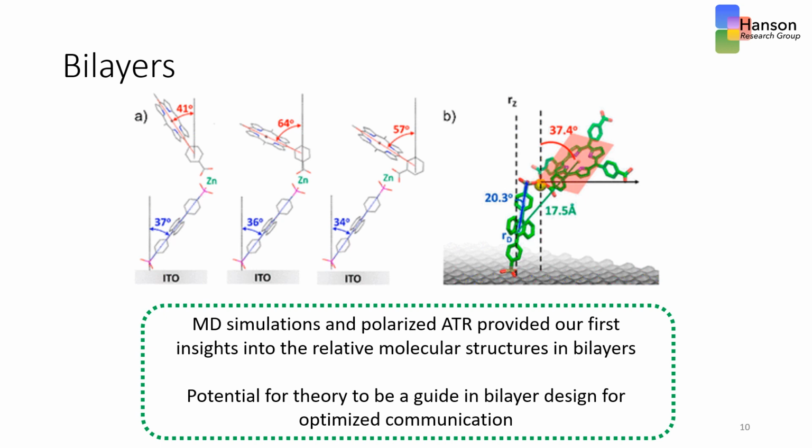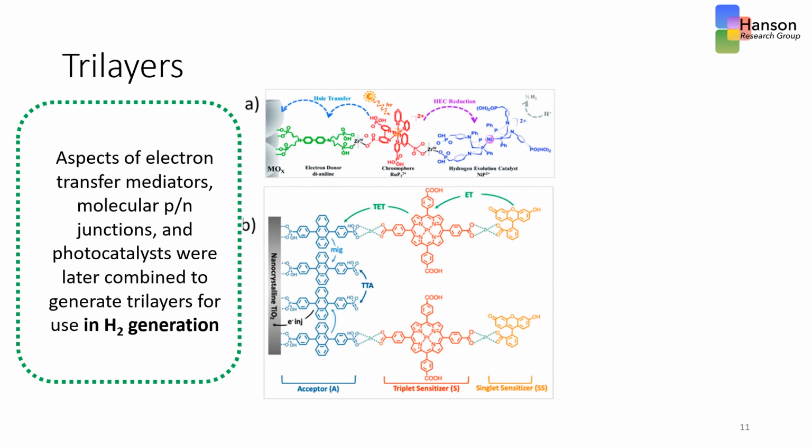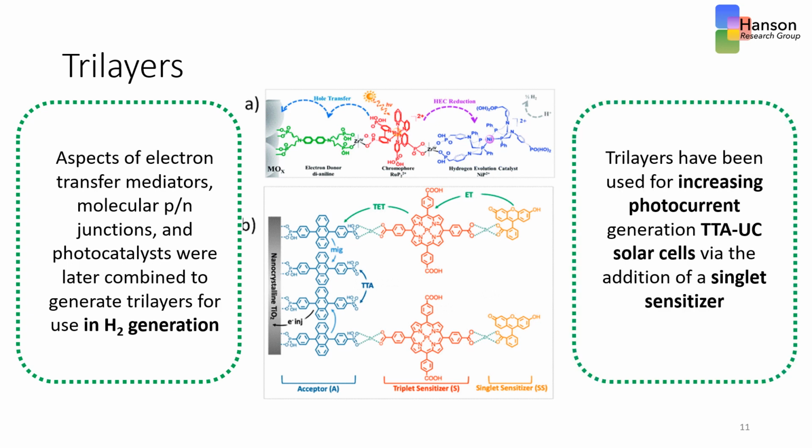insights into the relative molecular structures in bilayers and suggest that theory may potentially be a great guide for bilayer design for optimized communication. Building quite literally off of the bilayer strategy, trilayers have proven to be effective for use in hydrogen generation, as well as increased photocurrent production and triplet-triplet annihilation upconversion dye-sensitized solar cells.